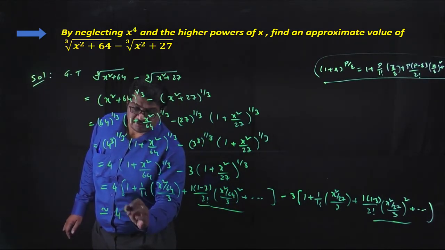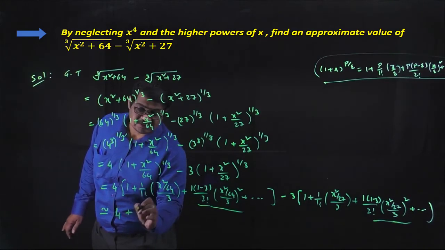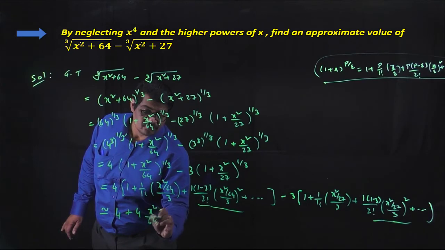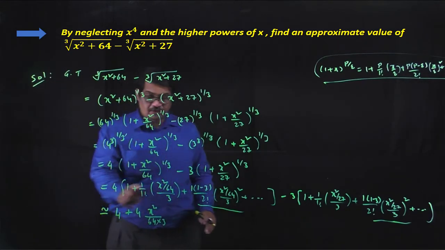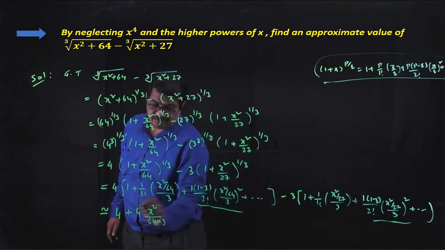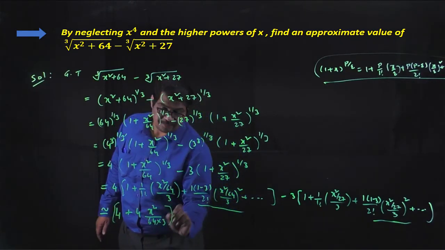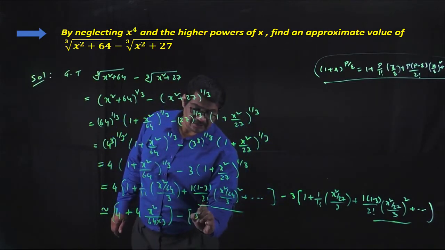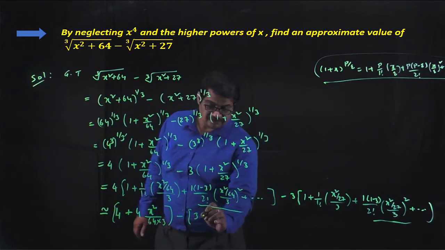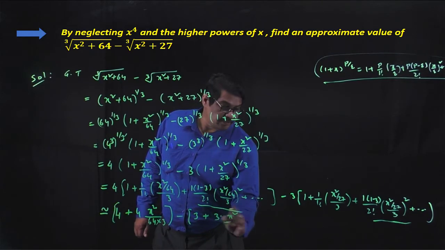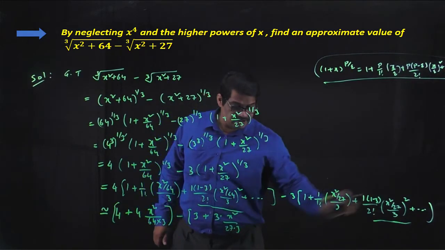We are writing the complete terms of these two terms: 4 plus 4 times x square by 64 into 3. Now we are neglecting this. So this is the expansion of the first one. Next, here minus 3 into these terms: minus 3 plus 3 into x square by 27 into 3. Now we are neglecting these two terms.